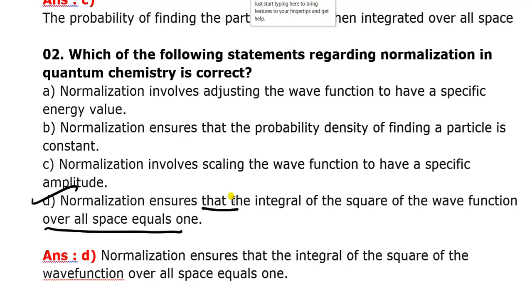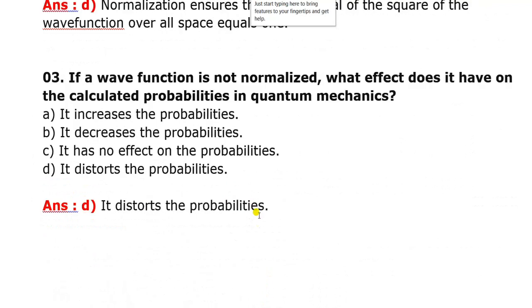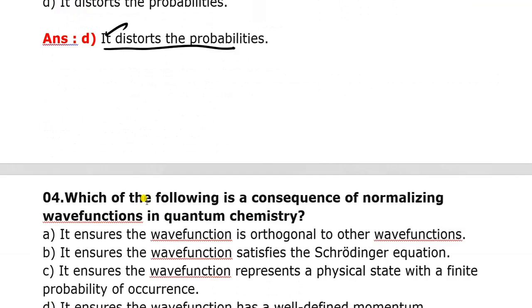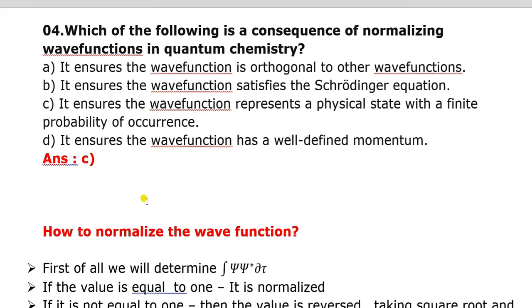It is a similar type of MCQ we will encounter in competitive examinations. Next, if the wave function is not normalized, what effect does it have on the calculated probabilities in quantum mechanics? It distorts the probabilities. Our answer is D. Then, which of the following is a consequence of the normalized wave function in quantum chemistry? It ensures the wave function represents a physical state with a finite probability of occurrence.